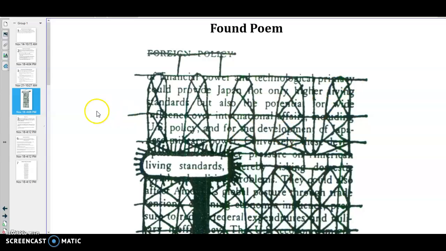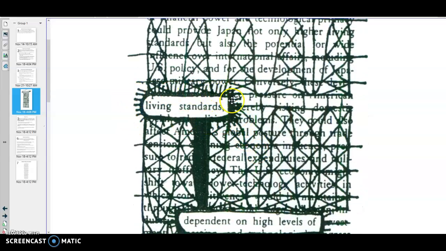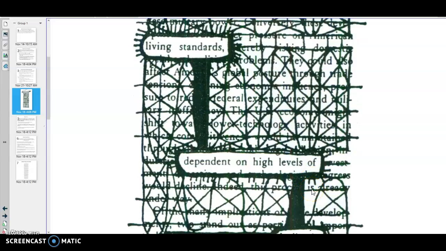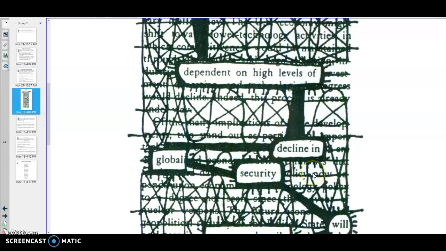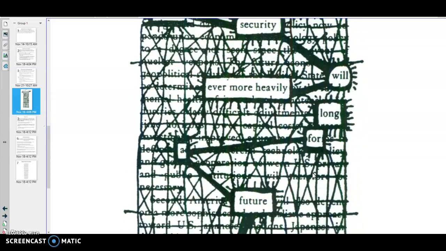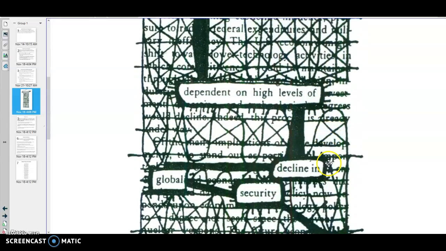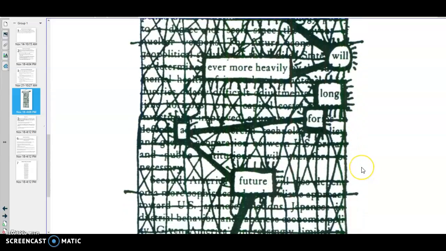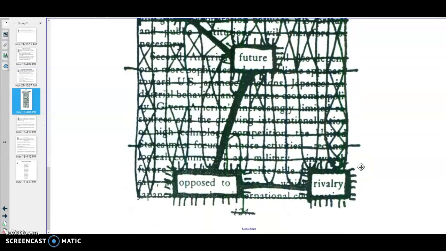And what you do with a found poem, I'm going to show you the example and then I'll walk you through it, is you're going to box out either words or phrases that you think are kind of interesting, and then you connect these words or phrases. It becomes a very fragmented, very choppy type of poetry, but that's what it's supposed to be. So these words or phrases, you connect them so that it turns into a choppy type of poem. And so it looks like this. The example that we have here reads, living standards dependent on high levels of decline in global security will ever more heavily long for a future opposed to rivalry.